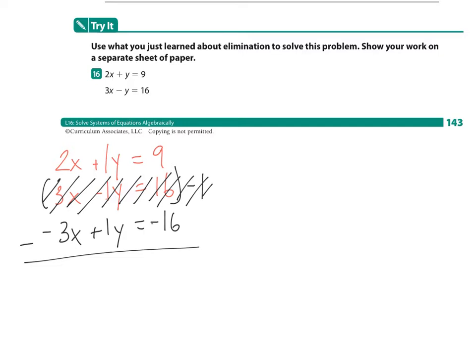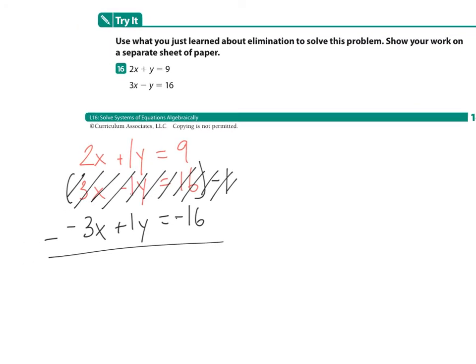Be careful of double negatives. All right. 2x minus negative 3. So 2 minus negative 3 is really 2 plus 3. So that's going to be 5. 1y minus 1y. Okay, good things happen. My y's cancel out. You don't have to put plus 0y, but we certainly could.